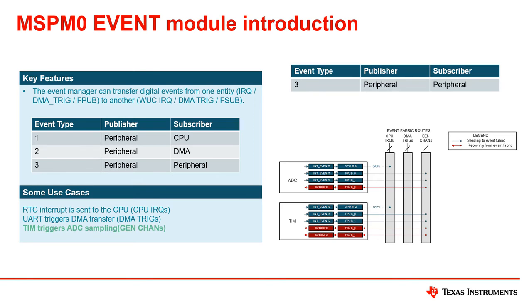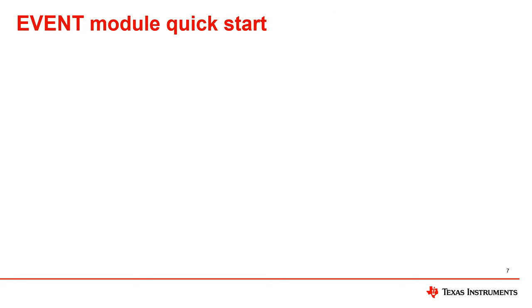The third example is that a peripheral triggers another peripheral through the event module, which is a feature of the MSPM0 event module. With a timer as a publisher and ADC as a subscriber, the timer can trigger the ADC to start sampling directly without CPU intervention. It should be noted that some peripherals can be either a publisher or a subscriber, such as a GPIO triggering another GPIO output level to toggle. Please refer to user manual for details.